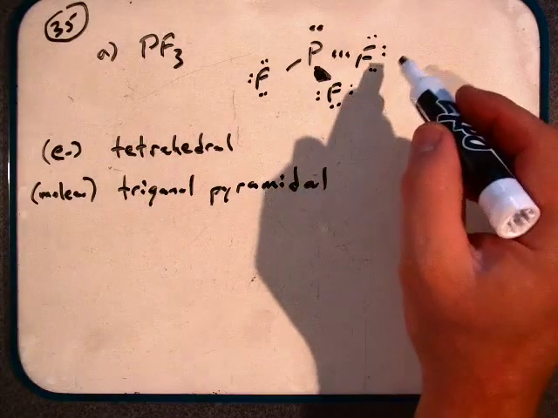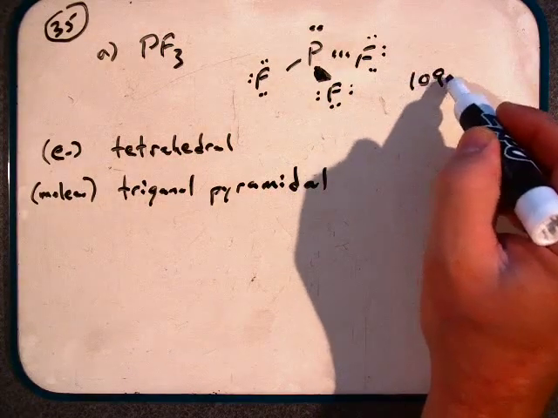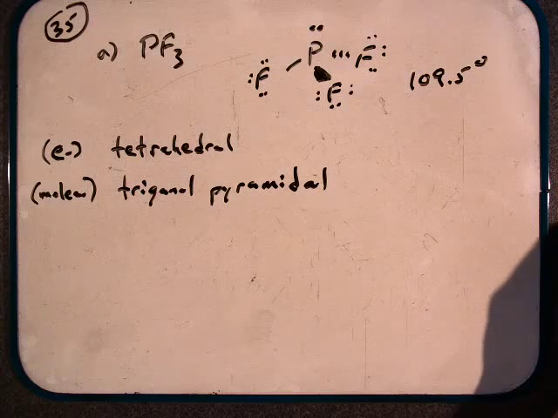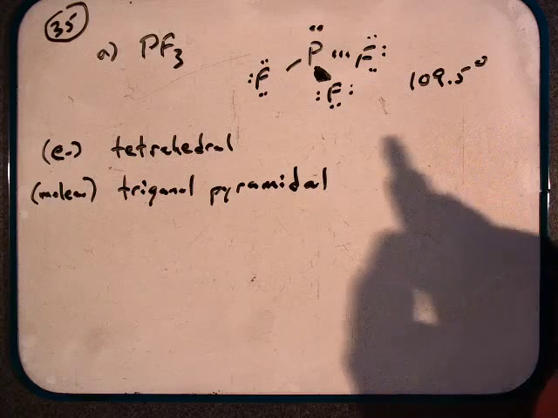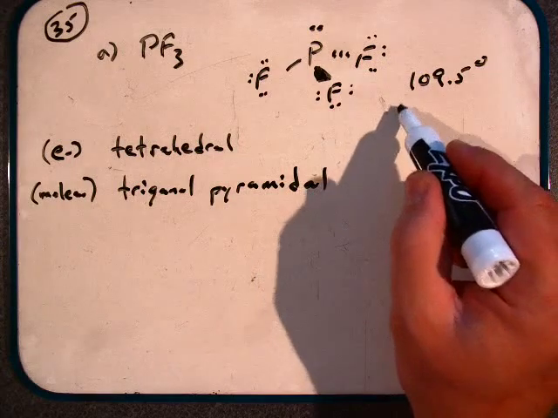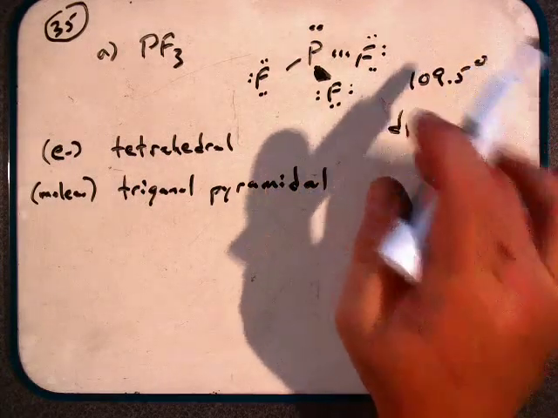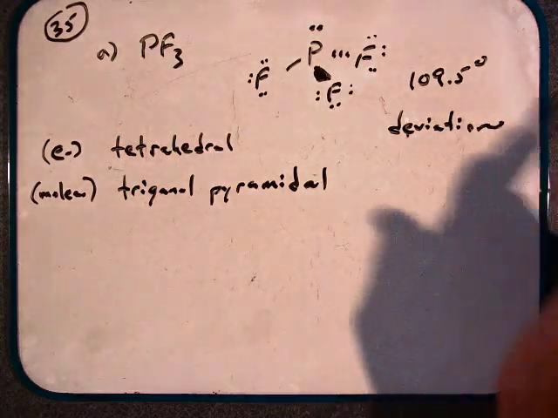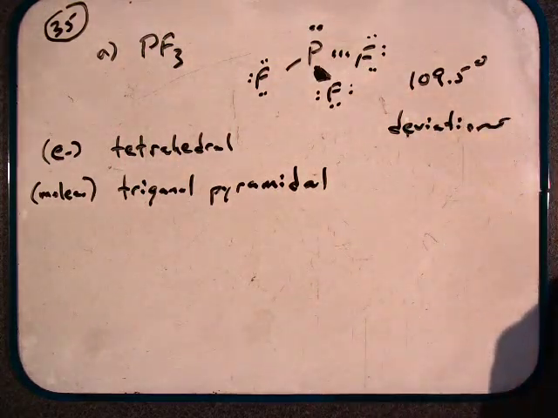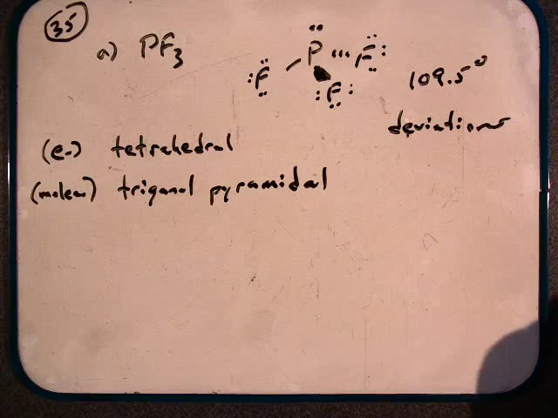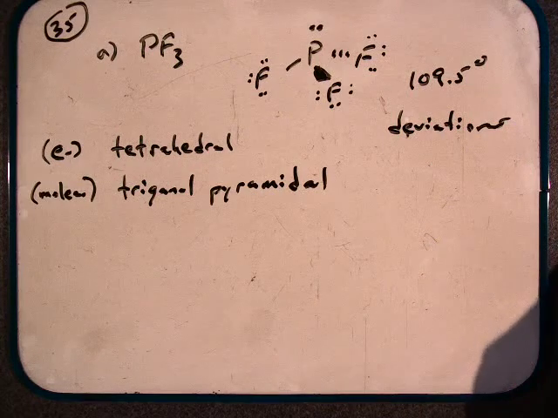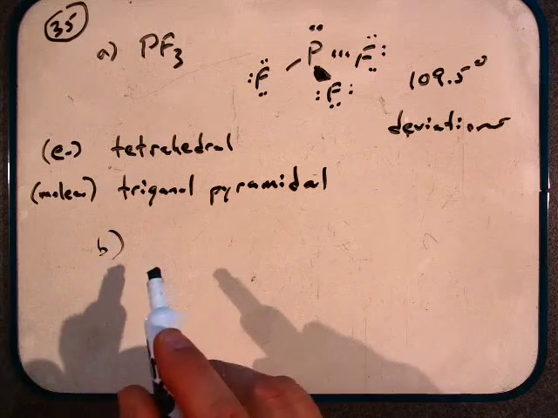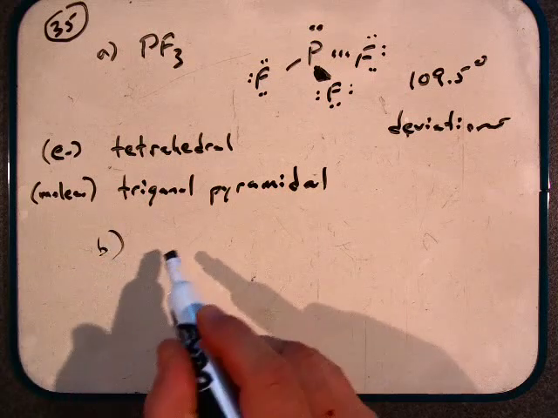We would expect angles of 109.5 degrees for this type of electronic tetrahedral arrangement, but because of the lone pair, there will be deviations from that electronic idealized angle of 109.5. So that's part A, and we're going to do the same type of process for the rest.